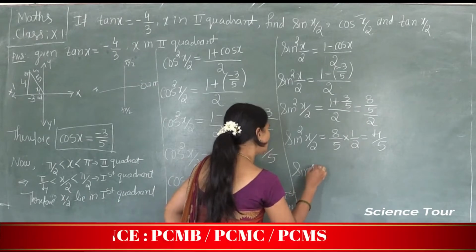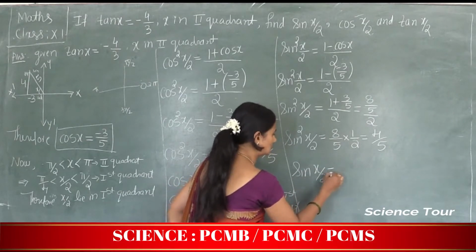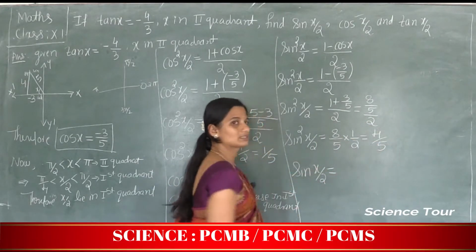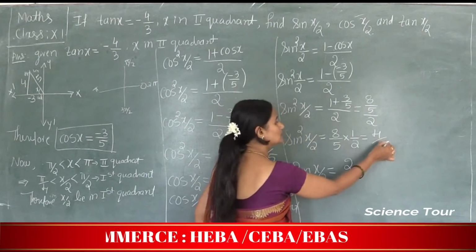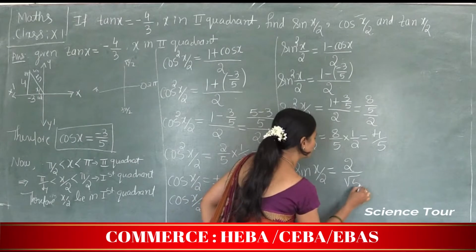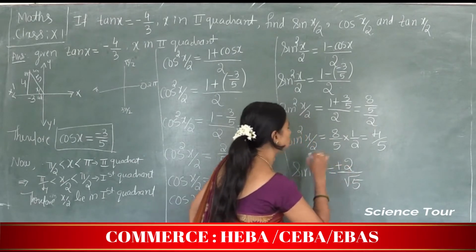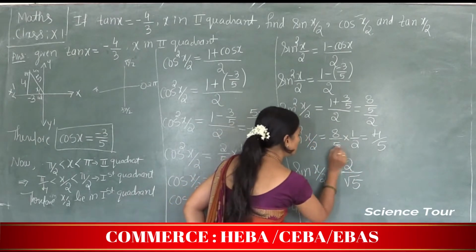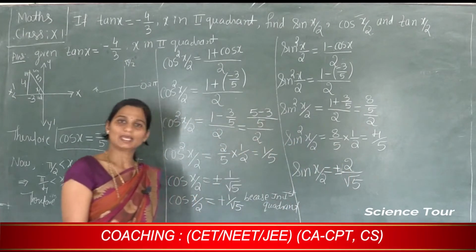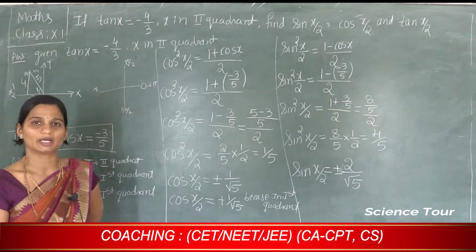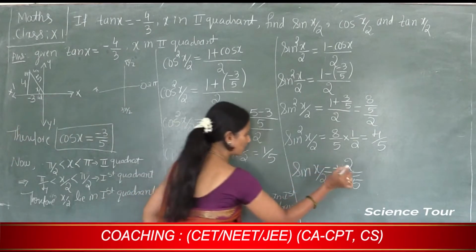So sin x by 2 is, this 4, is this a square number? Yes. Square root of 4 is 2. Square root of 5 is square root of 5 itself, but it is plus or minus. So sin x by 2 is plus or minus 2 divided by square root of 5.